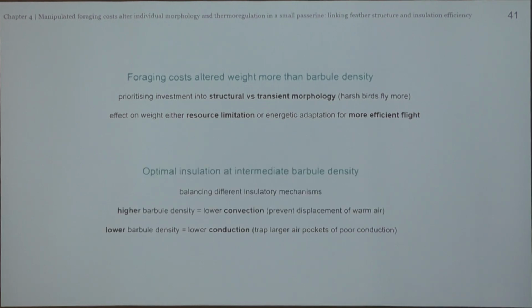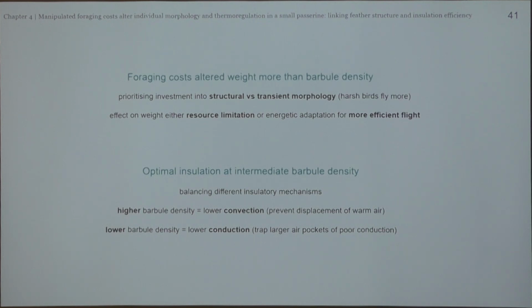And in terms of why this counter-relationship exists between barbule density and optimal insulation, I was trying to think of the different insulatory mechanisms and how they act. And I think they might be driving barbule density towards different values. So actually, this in-between value might be balancing both of these different mechanisms. A higher barbule density might be better for lowering the rate of convection.